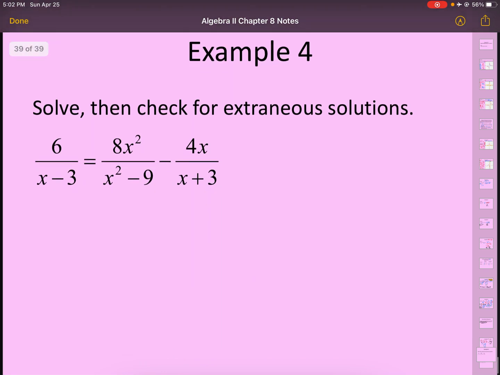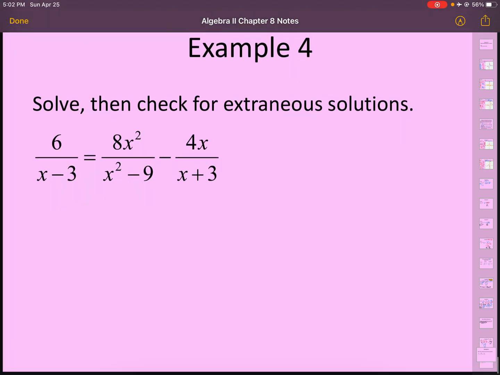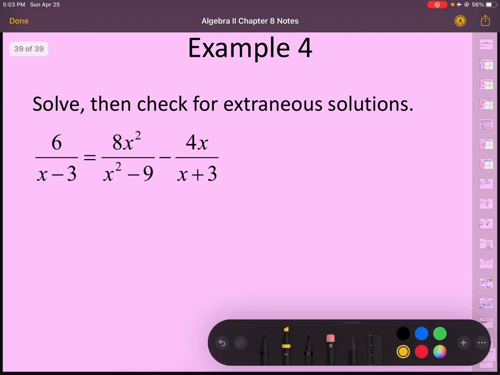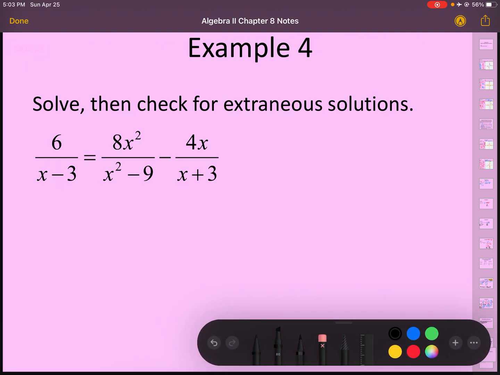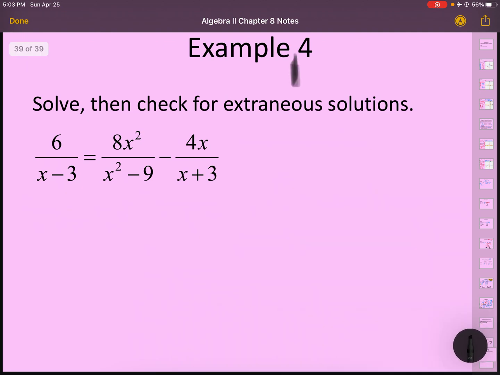In our last example here, example 4, we're going to solve this last rational equation. Okay, and then check for any extraneous solutions. So first off, let's think about our LCD.